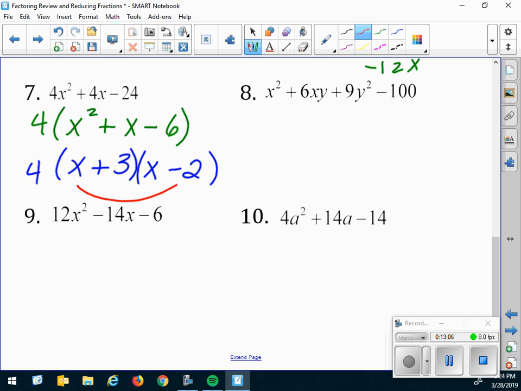What's this? What's this? Do those add up to give you positive 1x? Yep. Does that multiply to give you negative 6? Done. I will let you write that down.